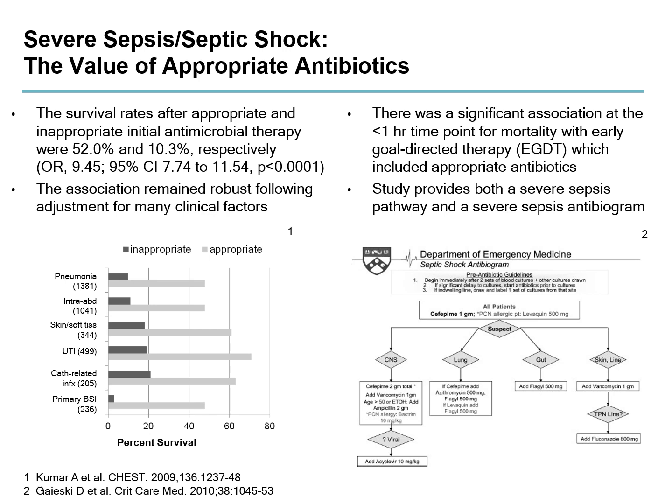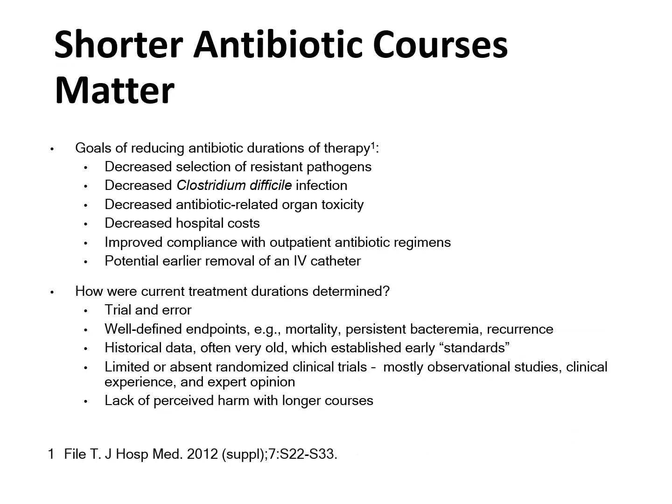In a study, it was observed that there was a significant association at the less than 1 hour time point for mortality with early goal-directed therapy, which included appropriate antibiotics. Shorter antibiotic courses matter. Goals of reducing the duration of therapy include decreased selection of resistant pathogens, decreased C. difficile infection, decreased antibiotic-related organ toxicity, decreased hospital costs, improved compliance, and potentially early removal of catheter.